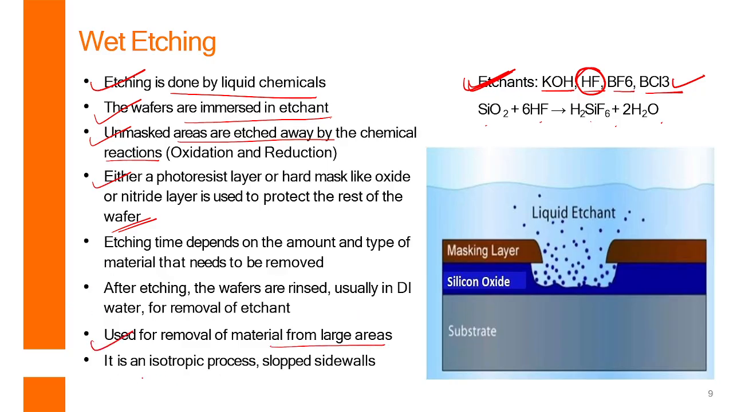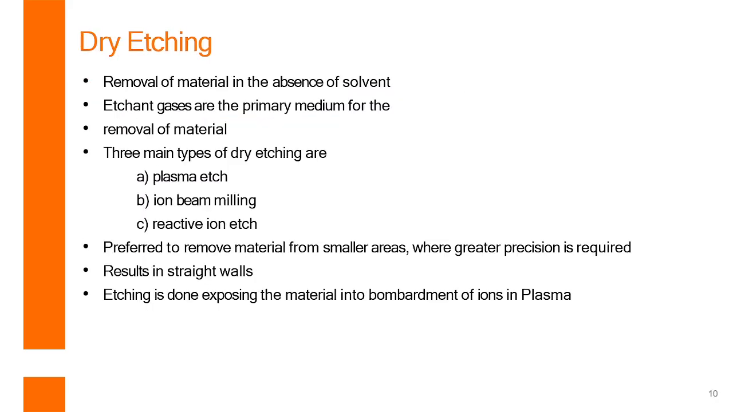And it is isotropic. Isotropic means only one single process. No other contaminants or other chemical process will happen in this wet etching. Okay, this is wet etching.